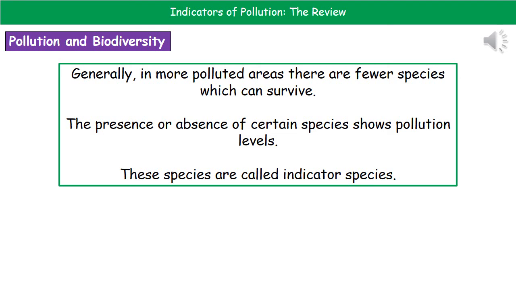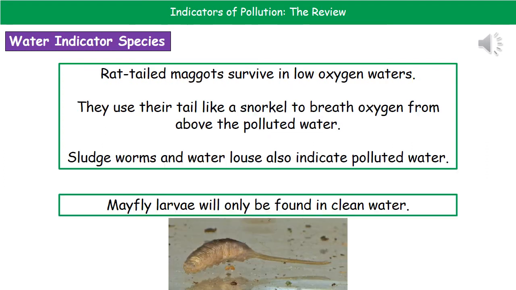If we consider what's going to happen to an environment that is suffering from pollution, generally what we will see is that in more polluted areas we have fewer species which can survive there. Now what we can actually do is, by looking to see what species are present and what species are absent, we get an idea of what the level of pollution actually is. And the species that we use for this are called indicator species.